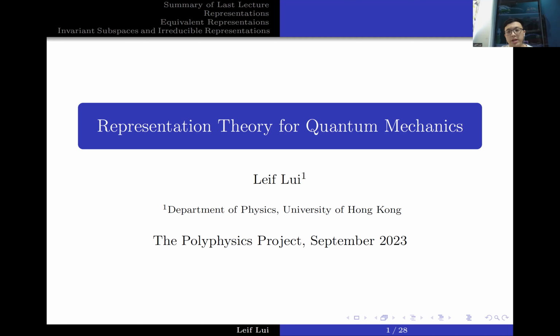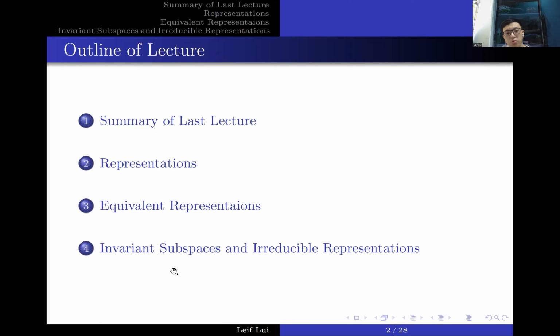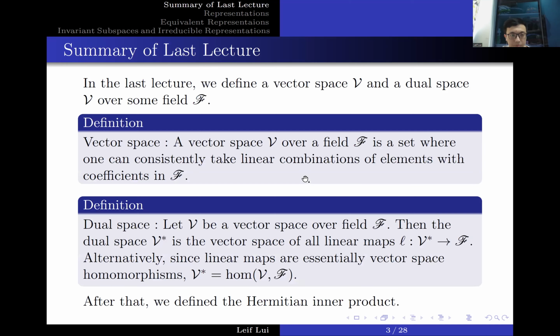So let's go. The outline of this lecture is as follows. First, I'm going to summarize what we did in the last lecture. Then I'm going to define what a representation is. Then I'm going to talk about what equivalent representations are. Finally, I'm going to show you what invariant subspaces are and how they relate to irreducible representations. And in all of these sections, I will discuss a little bit about the physical applications.